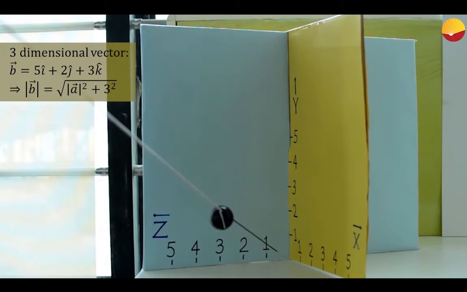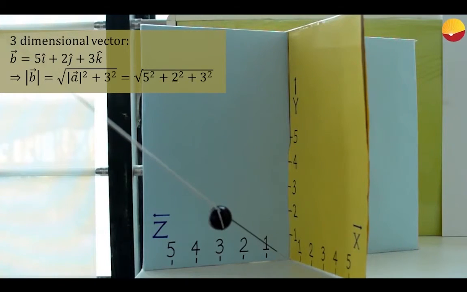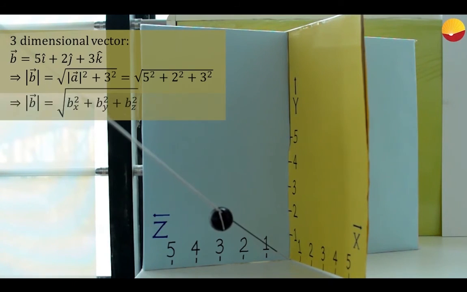If I want to find out this particular length, I will put in the value of our original length and I will say that this length now becomes under root of 5 square plus 2 square plus 3 square. This tells us that if I have to find out the length of any three-dimensional vector, I will find out the under root of the sum of the squares of all their individual components in the x, y and z direction respectively.